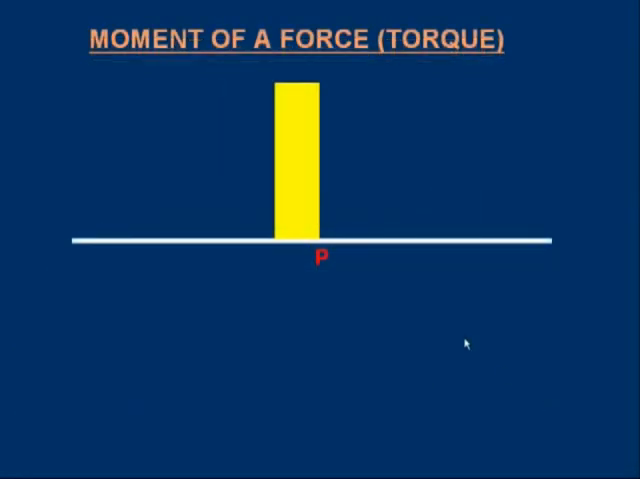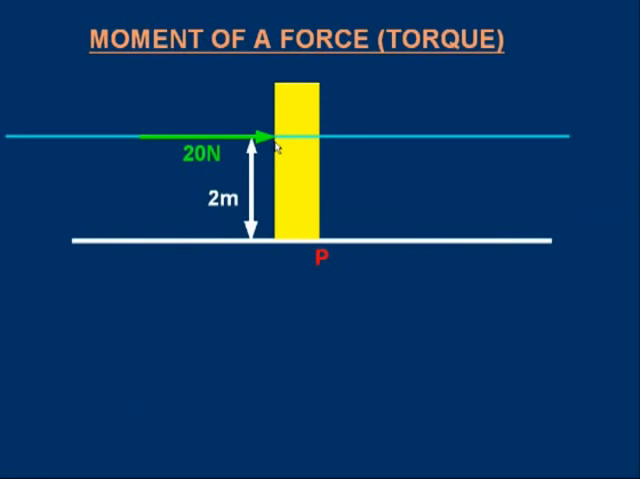Now let's look at this problem. There's a block resting on the ground. The bottom right corner is P. Apply a 20 Newton force to the right and say the point of application is 2 meters from the ground. And I put the line of action. So the height of this line of action is also 2 meters. How do I work out the moment of this force about P?